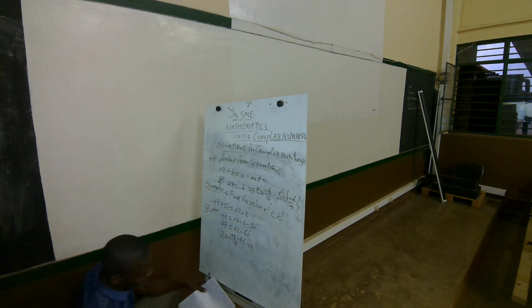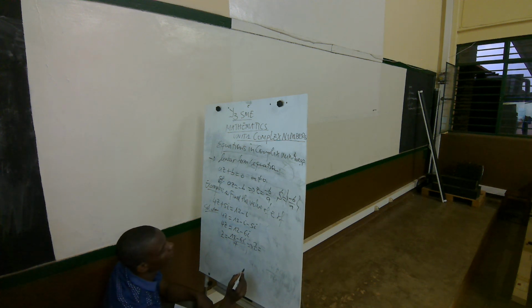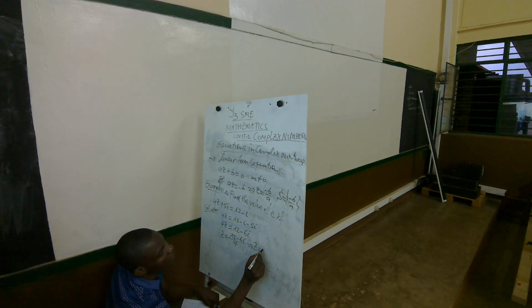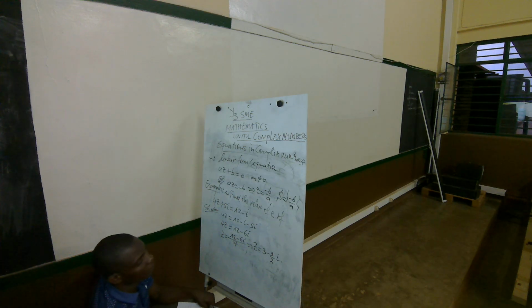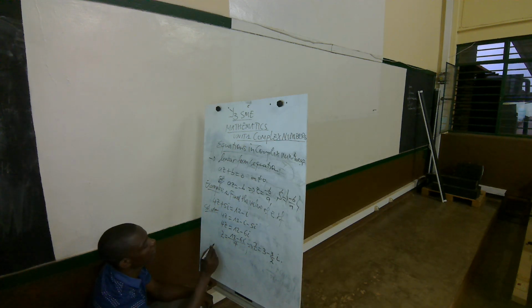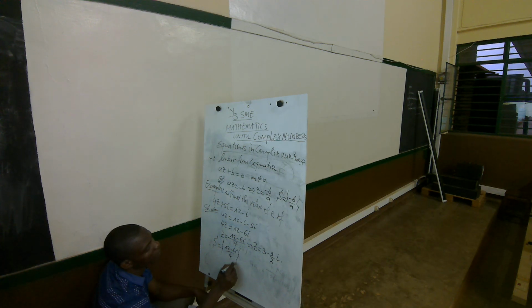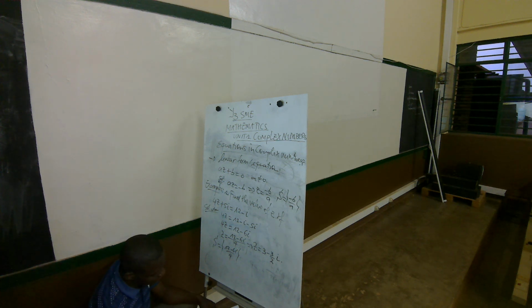In this case, we find that our z will be equal to 12 minus 6i over 4. And this implies that z, the z we want to find, is equal to 3 minus 3 over 2 i. So this is the value of z, or you can write the solution of z as 12 minus 6i over 4. It's the same. Now this is for the case of this question.